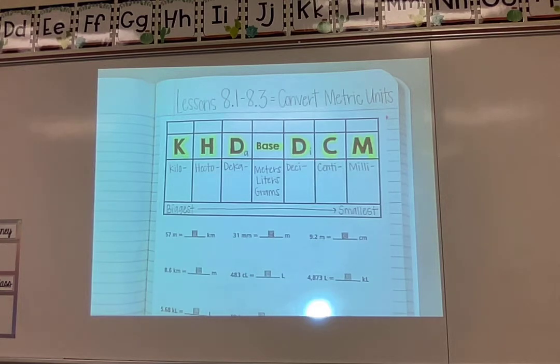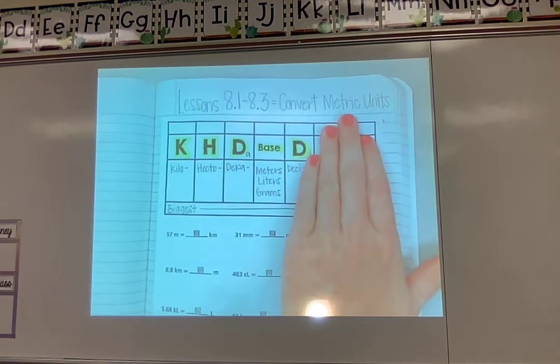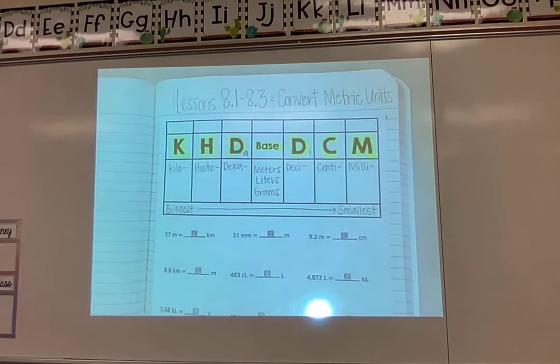Other countries measure using the metric system. That is different than how we measure. So we have to use both. We have to know how to use the metric system and what we use, which we will talk about later, because every other country measures in a different way than us. So this metric system that we are talking about is how all the other countries measure.